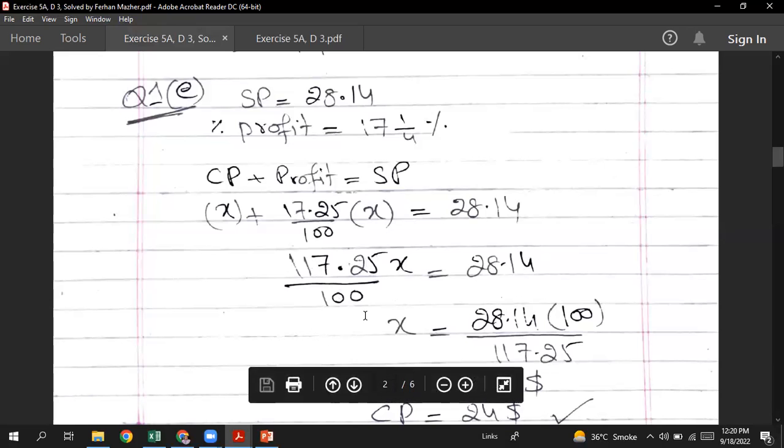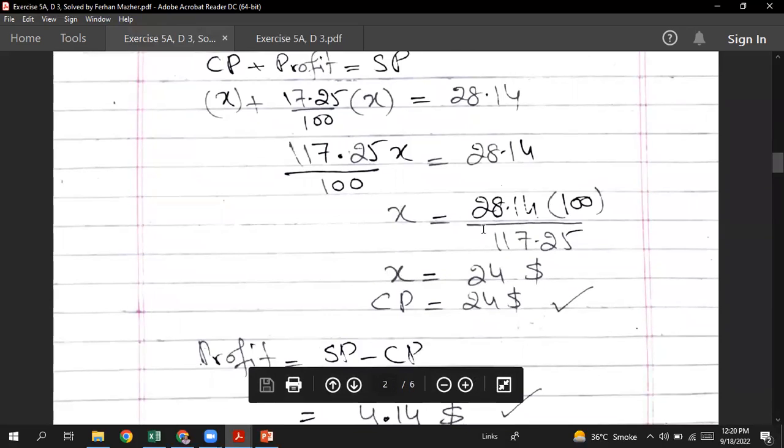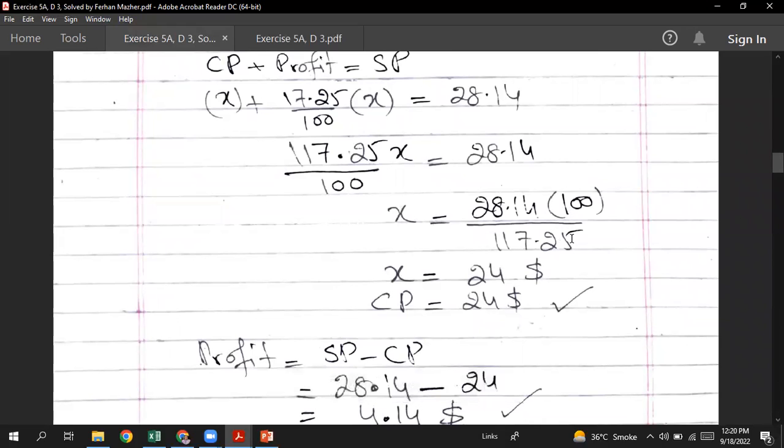So when you make this x alone on this side, the 100 will multiply on the other side and 117.25 will divide on the other side. So x will become, on your calculator you will enter 28.14 multiply 100 divided by 117.25, and x will be equal to $24. It means that the cost price is $24.